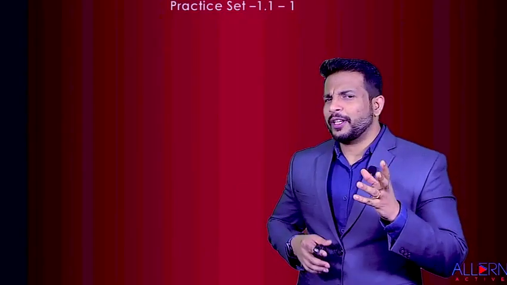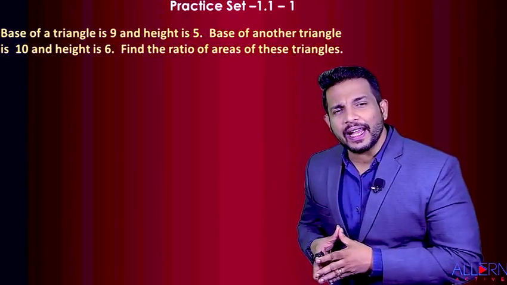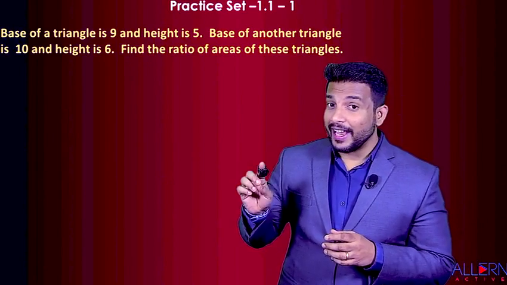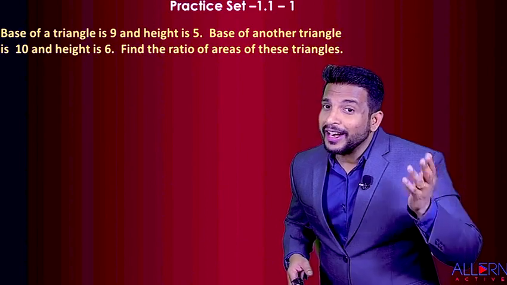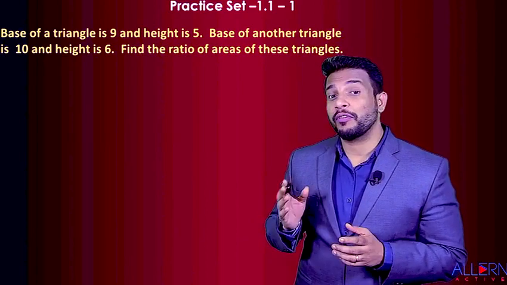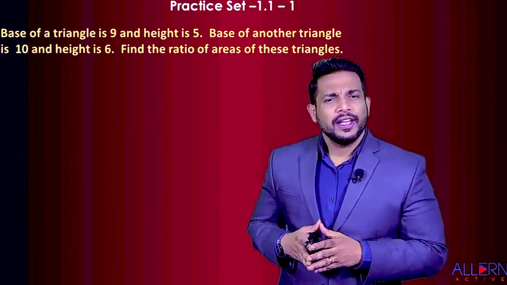Let's do a very simple sum. It is very interesting. Let's see the sum. The sum says that base of a triangle is 9 and height is 5. Base of another triangle is 10 and height is 6. Find the ratio of the areas of these triangles. It's going to be very simple.